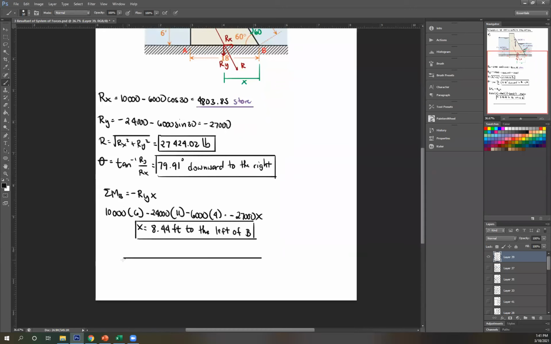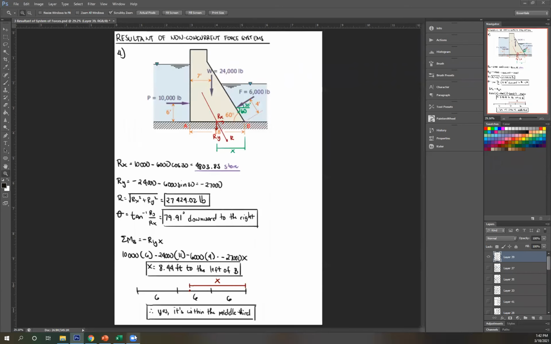So drawing that, this is 18 feet. Dividing that into 3, that is 6, 6, and 6, right? 12, 18. The distance is 8.44 to the left. So this is where my R would be, right? So that's your x. Therefore, just by inspection, yes, it's within the middle third. Okay? So there. That is the complete answer to the final question for resultant. Any questions?